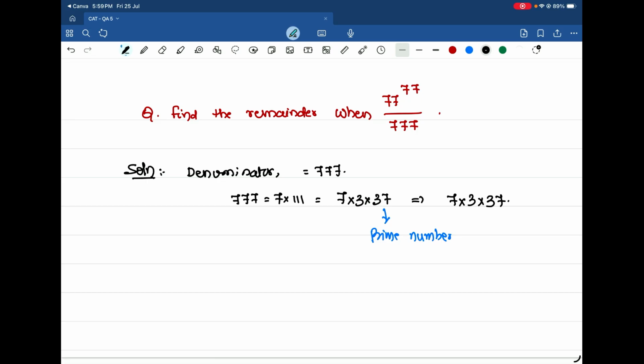That means we should have modulo for each number. Modulo, I have already explained what modulo is, or we can even rather say mod. What is required? This is about the denominator. Now let us go to the numerator.